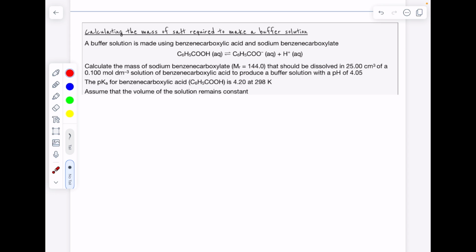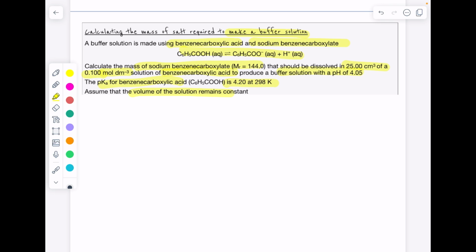Calculating the mass of salt required to make a buffer solution. A buffer solution is made using benzene carboxylic acid and sodium benzene carboxylate. According to this equation, calculate the mass of sodium benzene carboxylate, with an Mr of 144, that should be dissolved in 25 cm³ of 0.1 mol per dm³ solution of benzene carboxylic acid to produce a buffer solution with pH of 4.05. The pKa for benzene carboxylic acid is 4.298. Assume that the volume of solution remains constant.